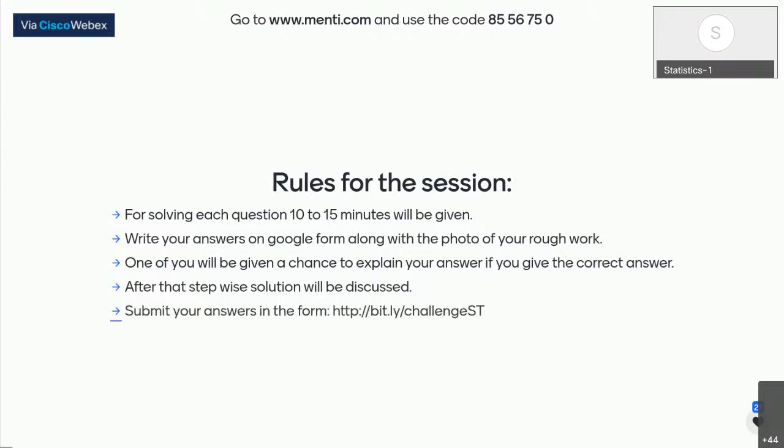So today we'll be having only this challenge session: the binomial, and one general permutation and combination. You have to submit your answers in the form at bit.ly/challengeST, with capital S and capital T. Okay.